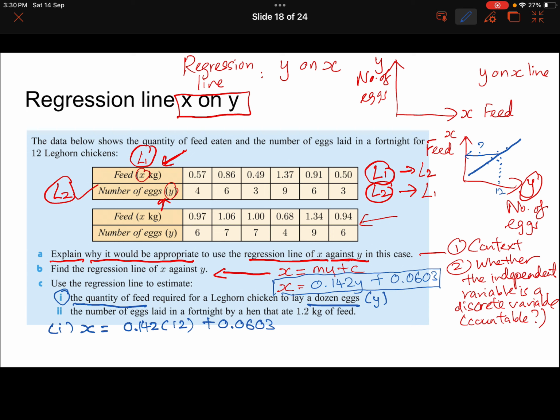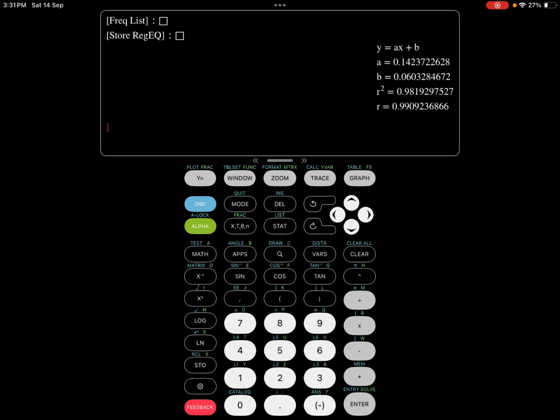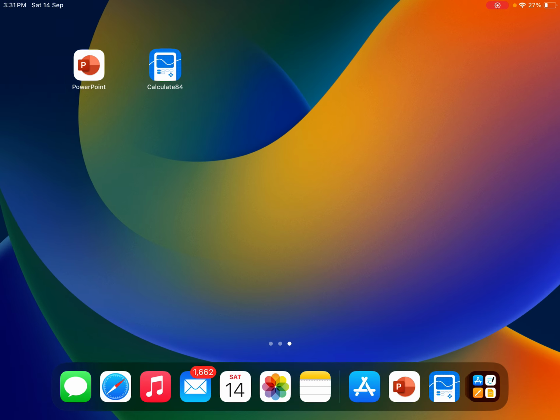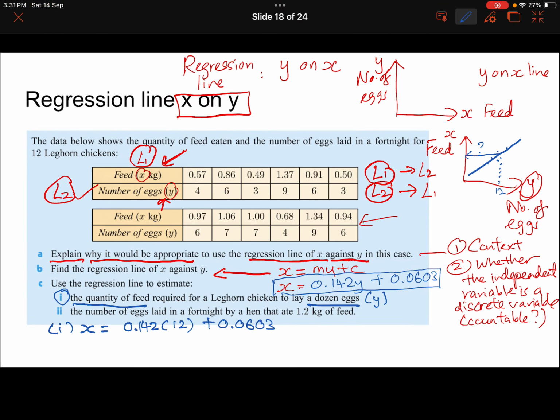Okay, and all we need to do is put this onto the calculator, which is 0.142 multiplied by 12, and we're going to add this to 0.0603. That's going to give me the quantity of feed for this one. So again, remember, you could obviously just use the calculator and work out the answer, and that should give you the answer for the first question.